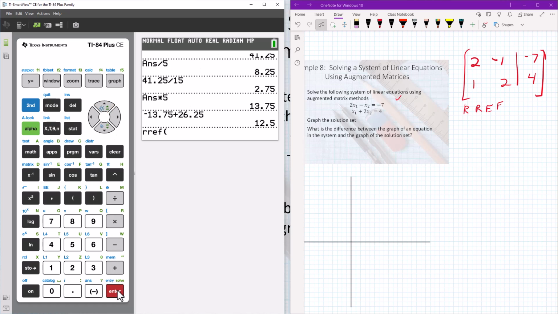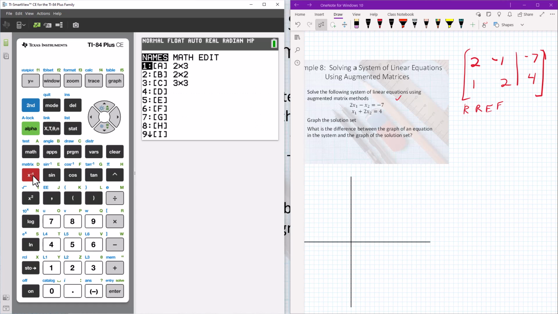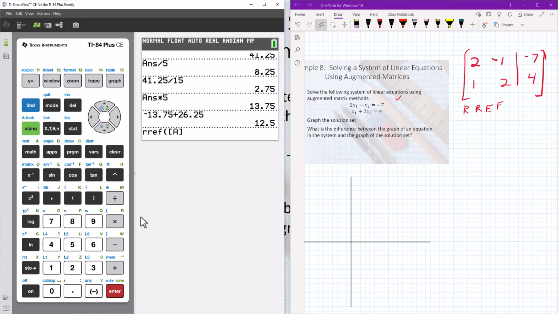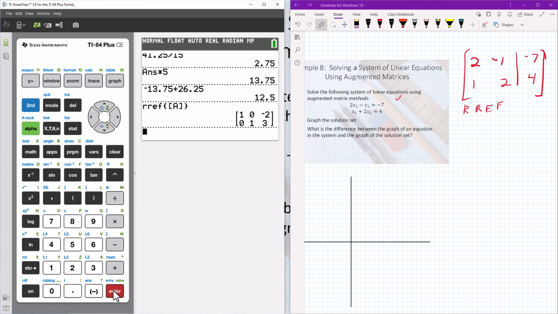Now we need to name the matrix. To do that, yes, you have to go back into matrix again. Remember we did all this in matrix A, so here we are selecting matrix A. If we actually move to edit, we'd be editing matrix A, but here we are selecting it. And there it is. Close the parenthesis, hit enter. There is your matrix in reduced row echelon form.